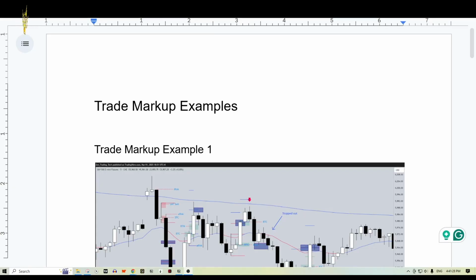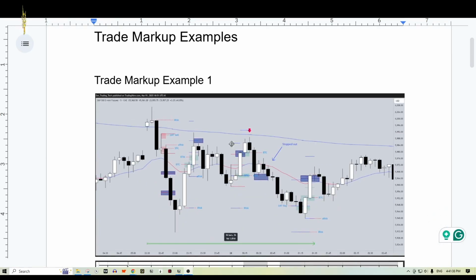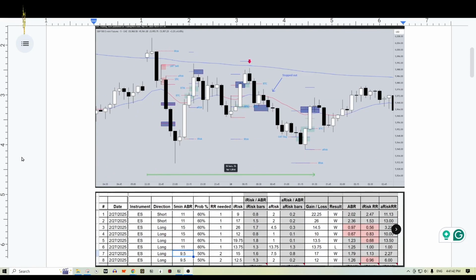In this video, I'm going to talk about marking up trades. I'm going to cover 3 trading days from last week, and I'm going to show you the way that I mark them up. I'm also going to show some examples of how other traders mark up charts, and I'm going to give you some recommendations on what I'd like to see in this course.